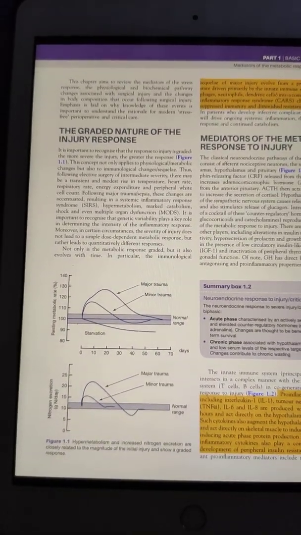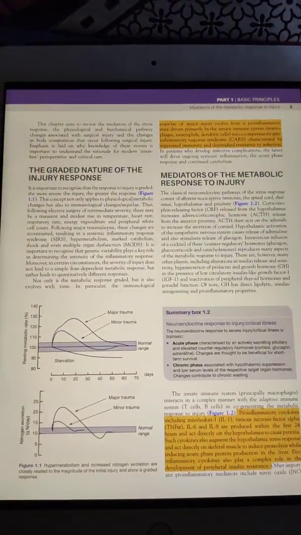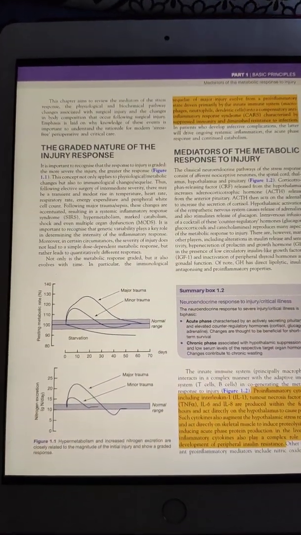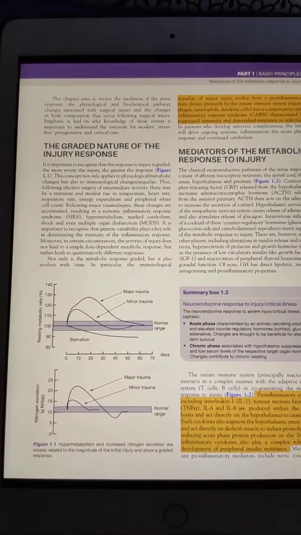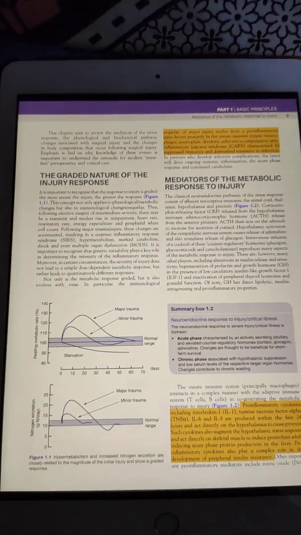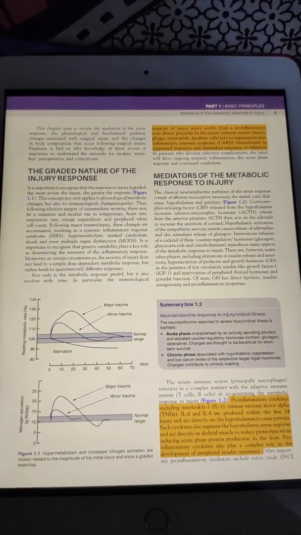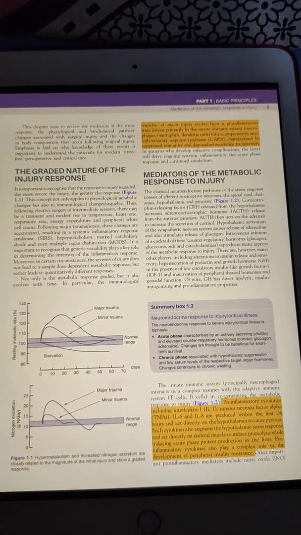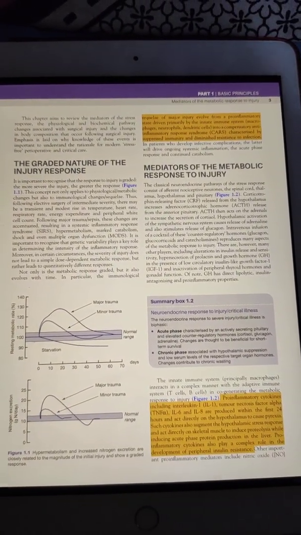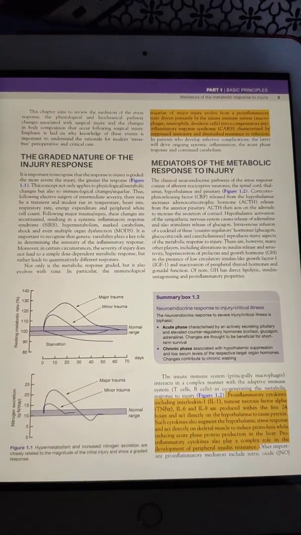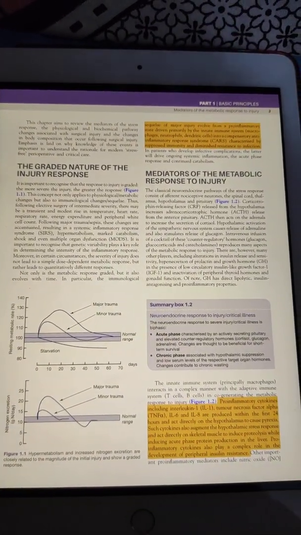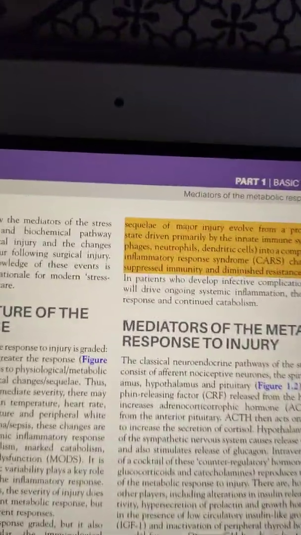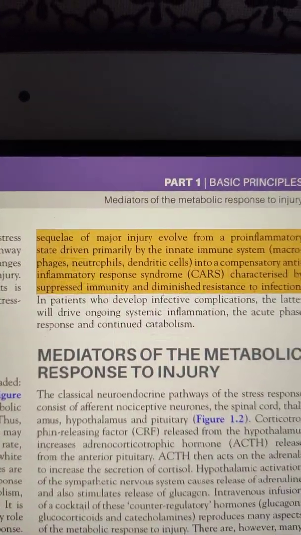In this, we see that the nature of the response is, we read only SIRS, but there is also CARS, that is compensatory anti-inflammatory response syndrome. First, the inflammatory mediators lead to SIRS, and then it evolves from a pro-inflammatory state driven primarily by the innate immune system, like macrophages, neutrophils, dendritic cells, into compensatory anti-inflammatory response syndrome, characterized by suppressed immunity and diminished resistance to infection.